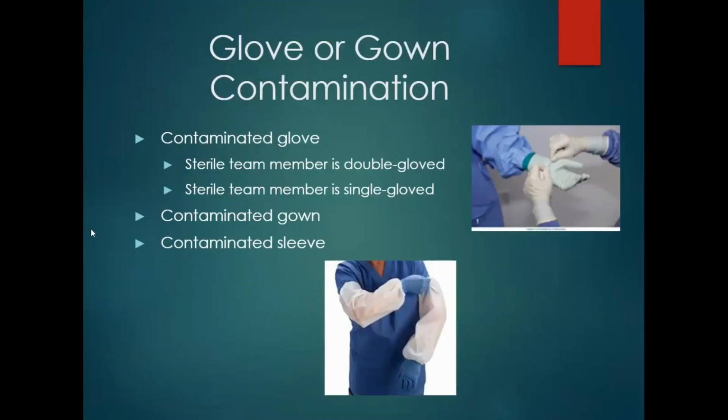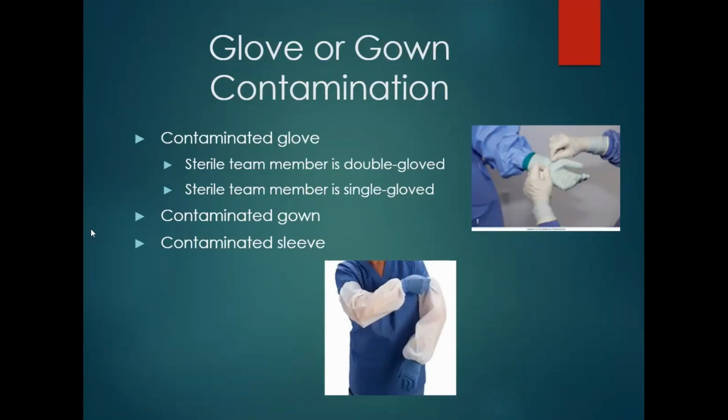Glove or gown contamination. If you have a contaminated glove, if you think you may have hit something that is not sterile, again, this is where your surgical conscience comes in, and it's so important for you to say something. If you are in doubt, let somebody know. If you run into something, rubbed something, either equipment or person that is not sterile, again, you want to say something to them so that we can correct it.